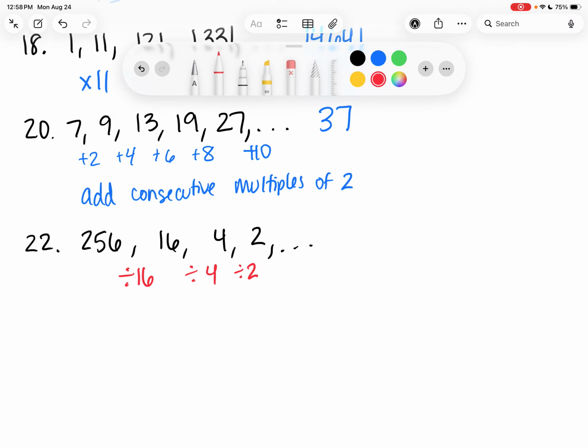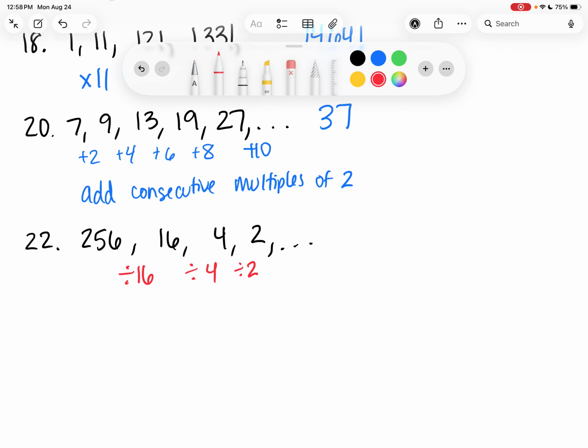Let's go this way. 2 times 2 is 4. 4 times 4 is 16. 16 times 16 is 256. So what's the opposite of that? I'm basically squaring a number. So what am I doing to go this way? If I'm squaring going this way, what am I doing when I go this way? What's the opposite of a square?